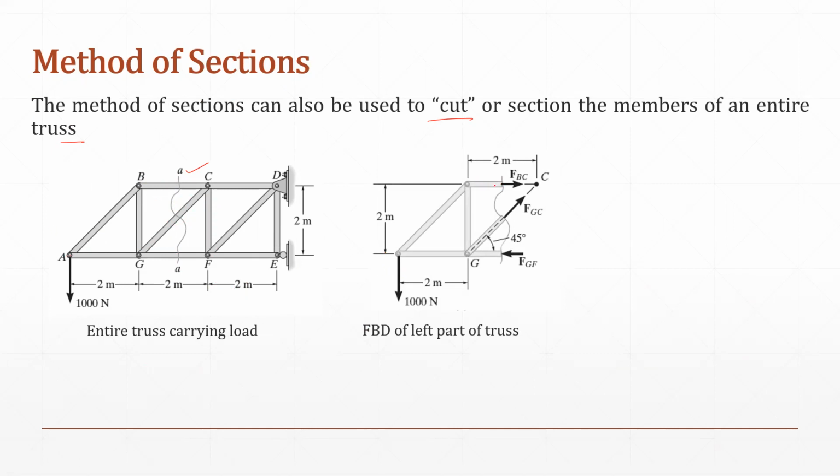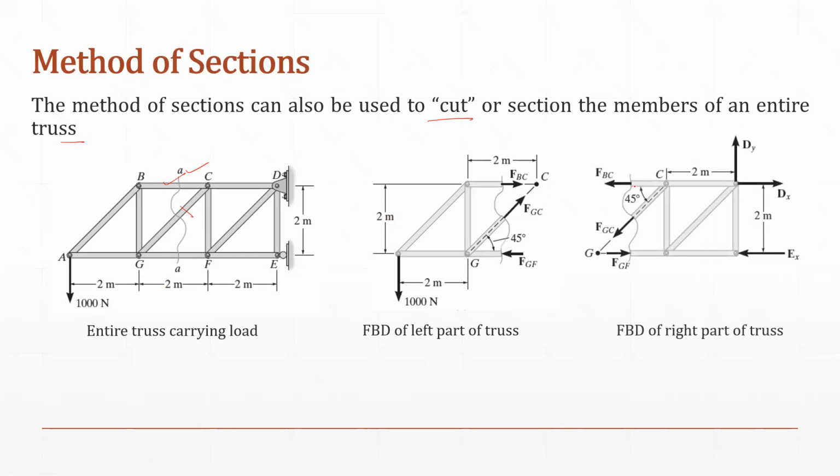So in this manner, FBC will be the force in member BC. Similarly, FGC will be the force in member GC, and the force in member GF will be FGF. Similarly, if you want to expose the right hand side part, you can see forces FBC, FGC and FGF.